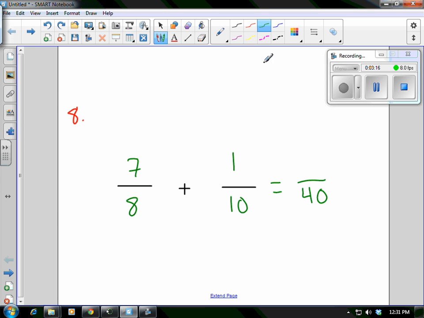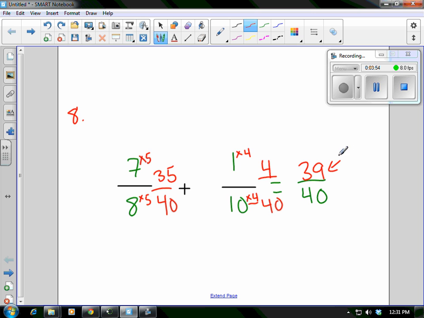Now, in this case, we have to change both fractions because neither of them are 40. So, for 8 to become 40, we have to multiply it by 5. So we have to do the same thing to the top. 7 times 5 is 35. 10, for it to become 40, we have to multiply it by 4. But we have to do the exact same thing to the top. 1 times 4 is 4. So then we have 4 40ths. So 35 40ths and 4 40ths. Then we just add straight across. 35 plus 4 is 39. 39 is not a prime number, but it's already as low as it can go.